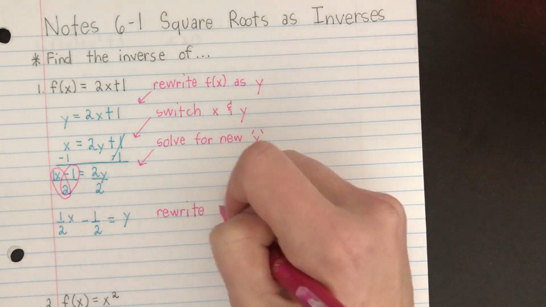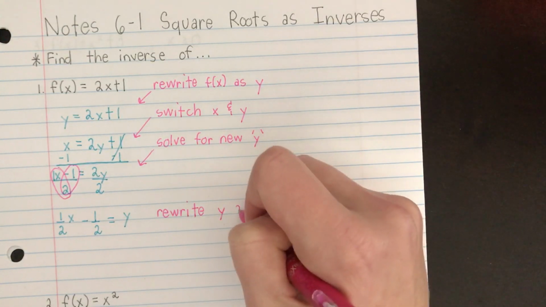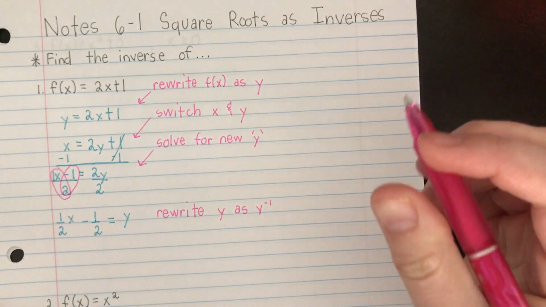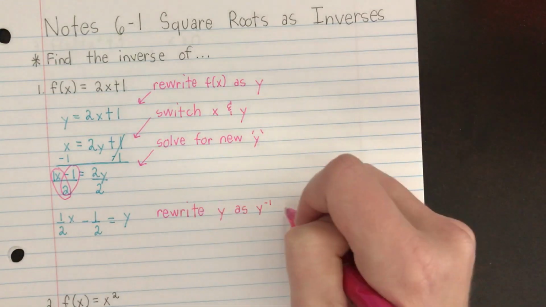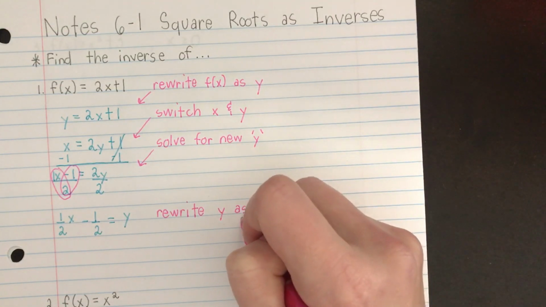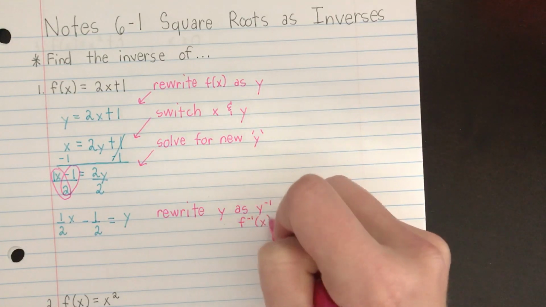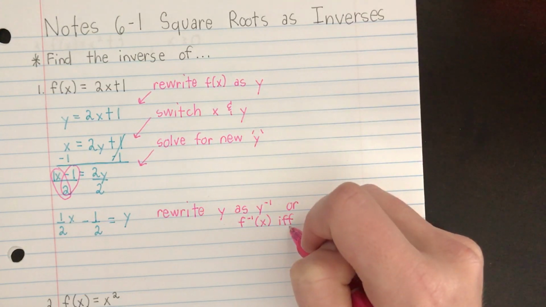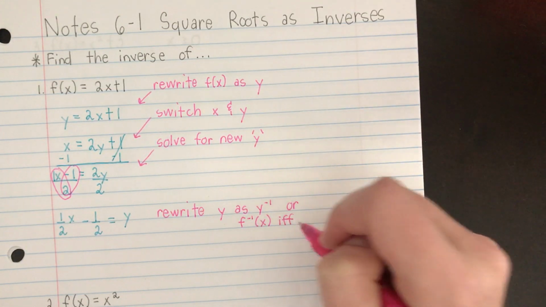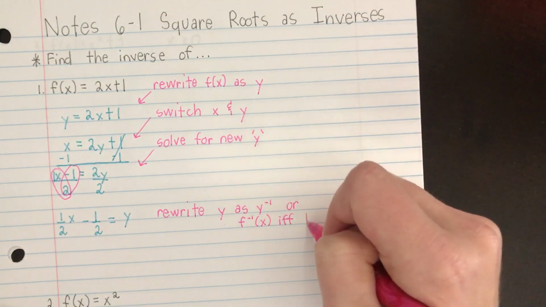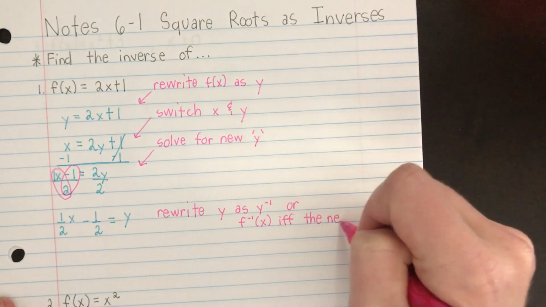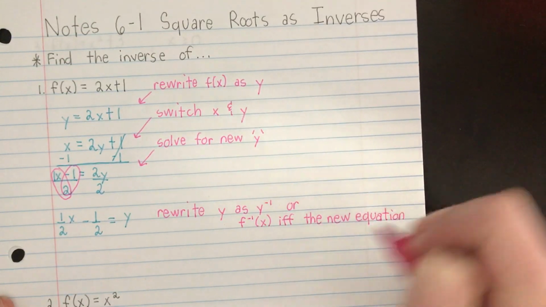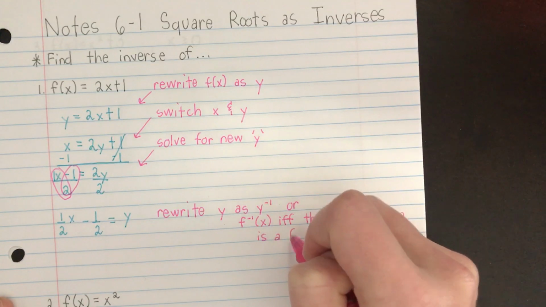So then you're going to rewrite y as y inverse, or f inverse of x, if and only if, that is not spelled incorrectly, the IFF means if and only if, the new equation is a function.